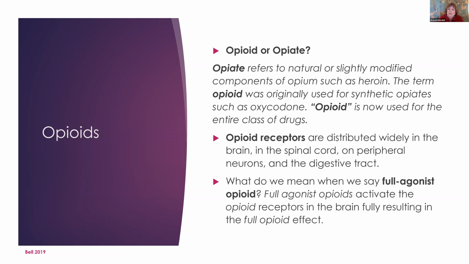What do we mean when we say full agonist opioid? Full agonist opioids activate the opioid receptors in the brain fully, resulting in the full opioid effect. A full agonist goes to the receptors and activates the effect. Next, please.